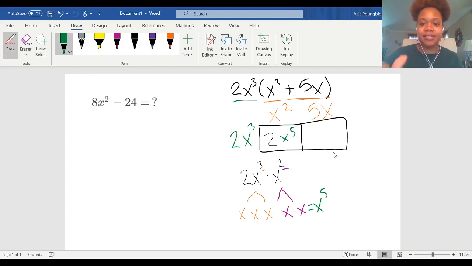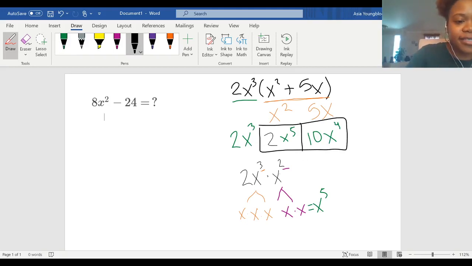And this second box is going to be 10x. And if we count how many x's we have, 3 x's here and 1 x here, so it's going to be 10x to the 4th. So that's how you would distribute if we were given something like this. But now we're factoring. So factoring is, like I said, working backwards. We're given what's on the inside, and we have to figure out what was multiplied to get that.